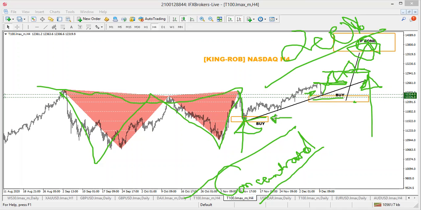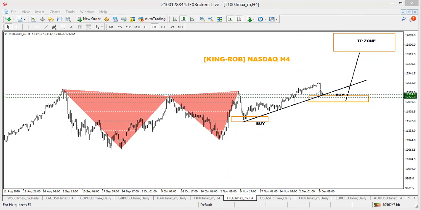Those are the kind of trades we trade according to the trend. The trend is a buy. We just stack. Every time the market drops, we stack.